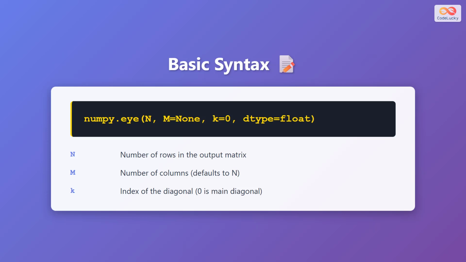The basic syntax of NumPy's eye function is straightforward. The function is called as np.eye with several parameters. The first parameter n specifies the number of rows in the output matrix. The second parameter m specifies the number of columns, and it defaults to n if not provided, creating a square matrix. The third parameter k specifies the index of the diagonal where you want the ones to appear, with 0 representing the main diagonal. Finally, the dtype parameter allows you to specify the data type of the array elements, which defaults to float.